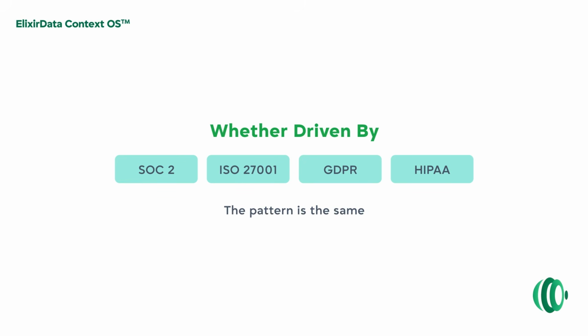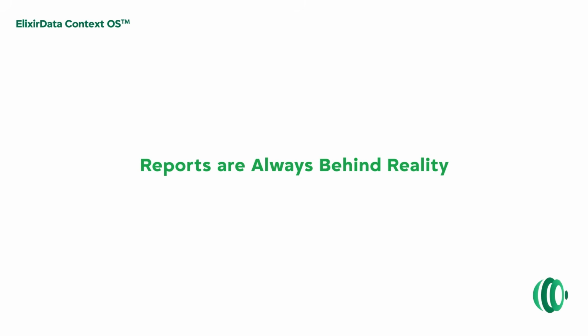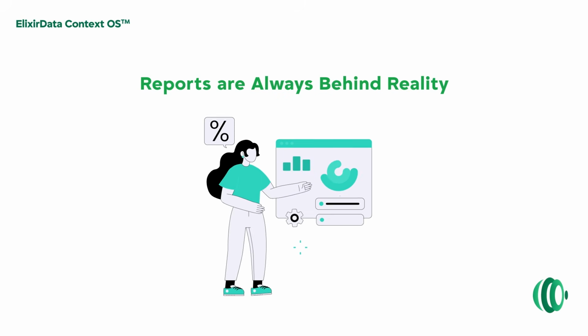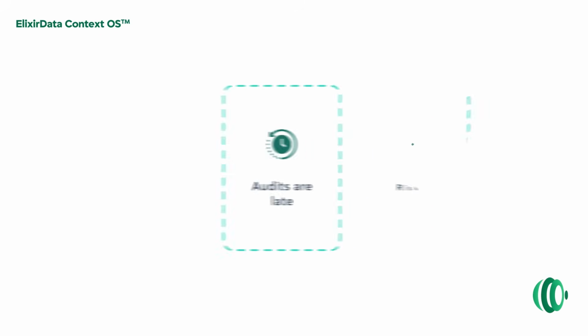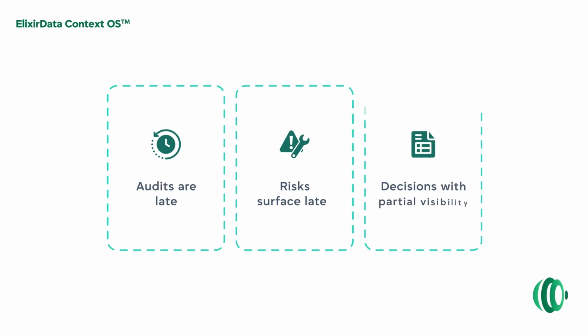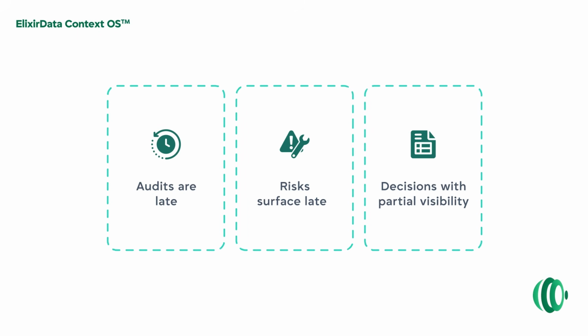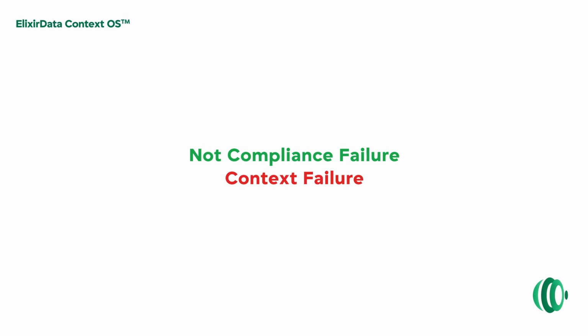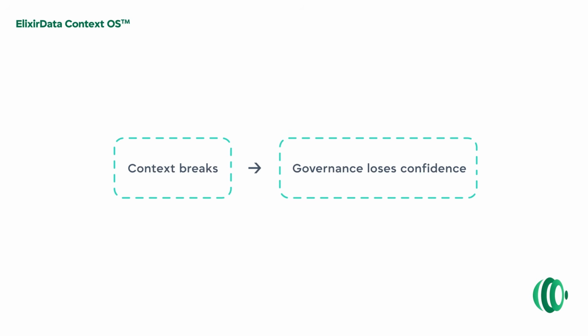The pattern is the same. By the time teams assemble reports, the system has already changed. Audits are late. Risks surface too late. Executives make decisions with partial visibility. This is not a compliance failure, it's a context failure. When context breaks, governance becomes effort without confidence.